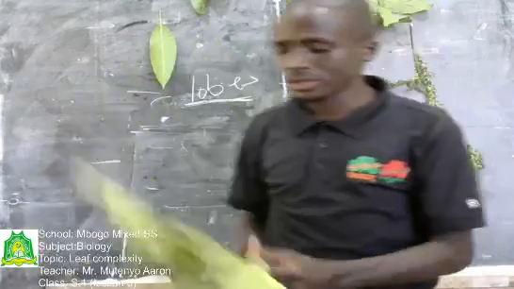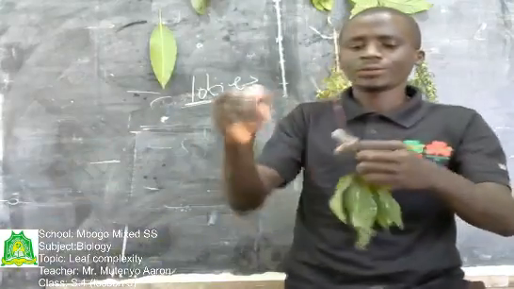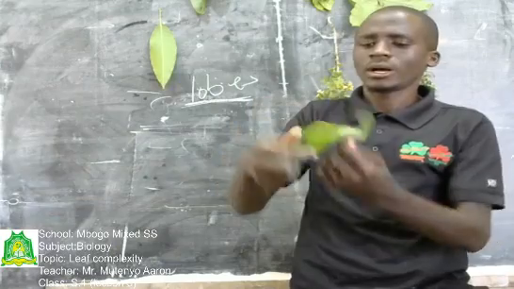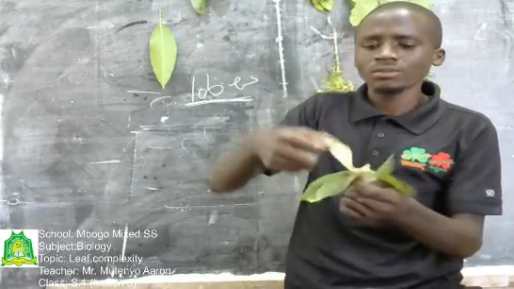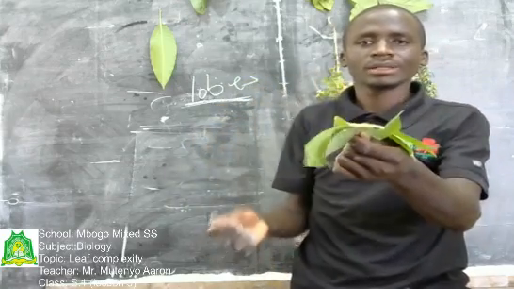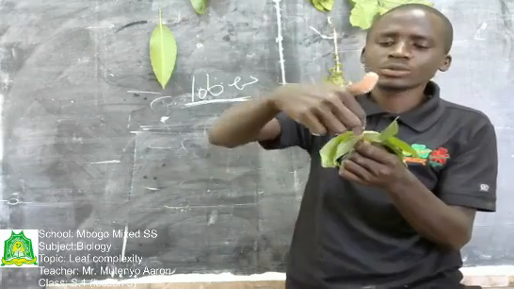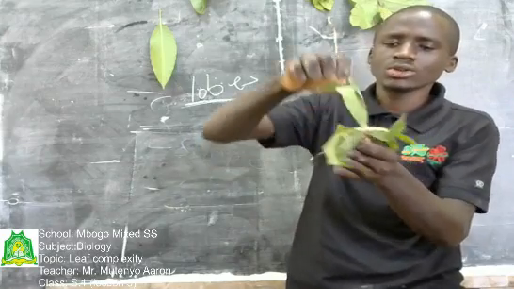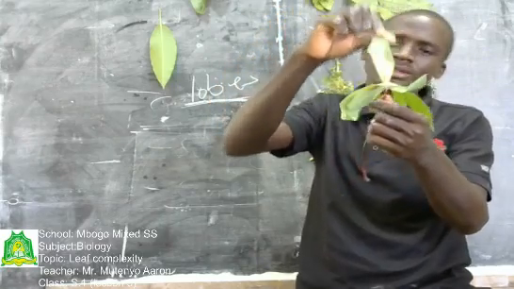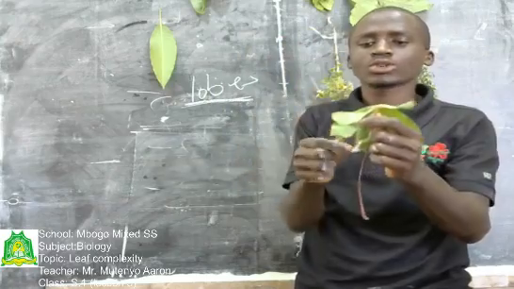So the same happens to this leaf we are calling the cassava leaf. It has leaf lobes whose lamina has not been divided up to the midrib. You can see it also stops somewhere. Practically, try to carry it out at home and also examine it.